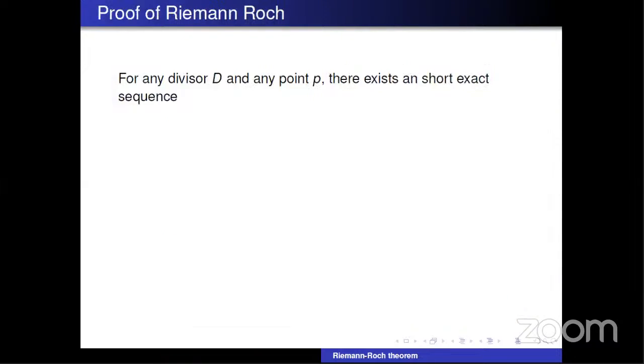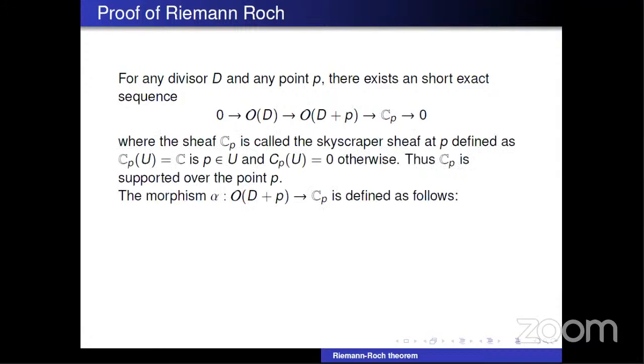Now we have to induct suitably. For any divisor D and any point P, there exists a short exact sequence of sheaves 0 to O(D) to O(D+P) to C_P to 0, where the sheaf C_P is called the skyscraper sheaf at P. It's defined as: C_P over an open set U is just C, the complex numbers, if P belongs to U, and C_P(U) is equal to 0 otherwise. So if P belongs to U, you define it to be the group C, otherwise you define it to be 0. Thus C_P is a sheaf which is supported over the point P.